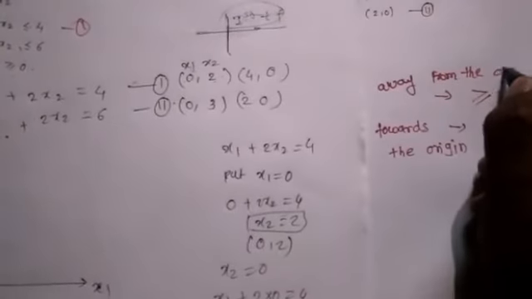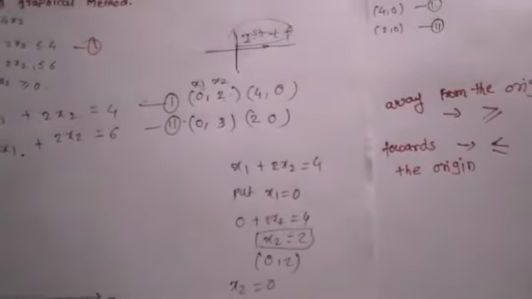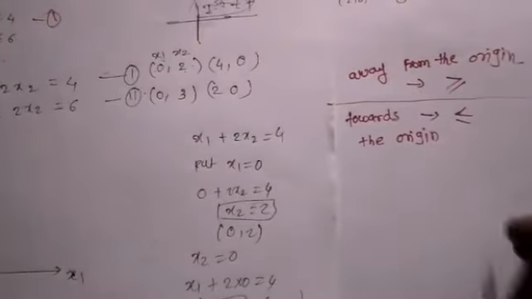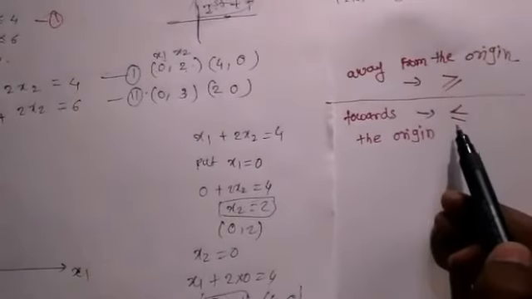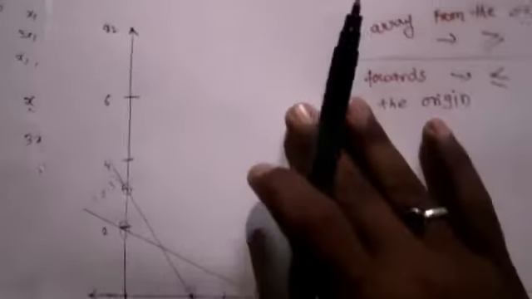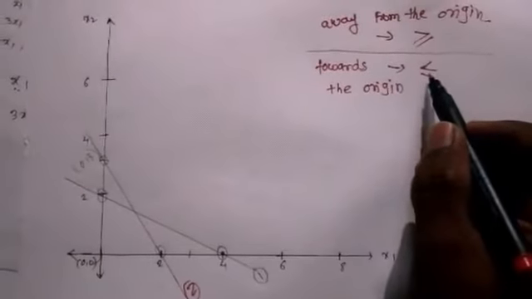Okay, now we are going to mark or sketch the given area. Please be clear on this constant. Suppose the given constant is less than or equal to, then we have to mark toward the origin. Our first line is here, and the first line's constant is less than or equal to.